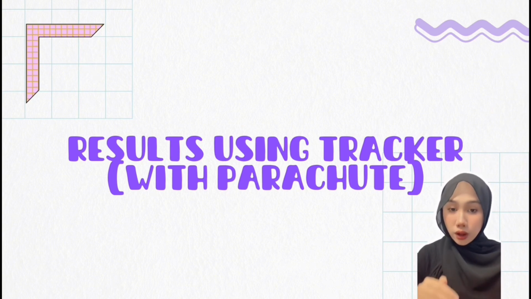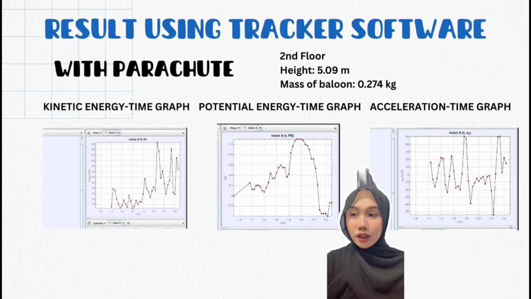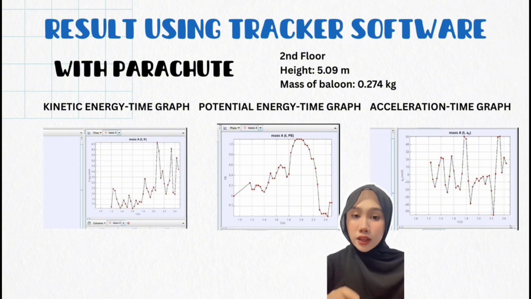The same floor head we used for comparison. Okay, for the second floor with a parachute, the drop is 5.09 meters and the balloon mass is 0.274 kilograms. The kinetic energy increases more slowly compared to the case without a parachute. This is because the air resistance reduced the falling speed of the balloon. The acceleration time graph shows more variations, indicating the influence of air resistance.